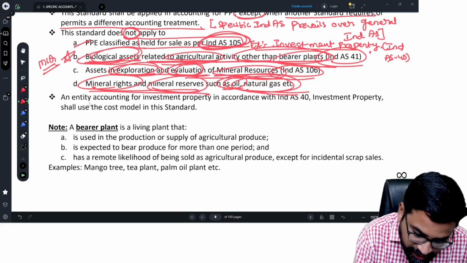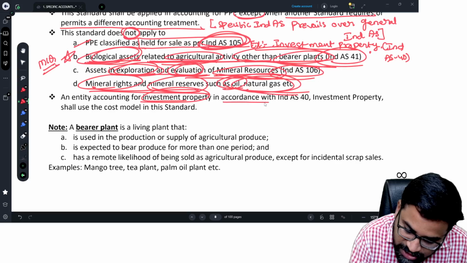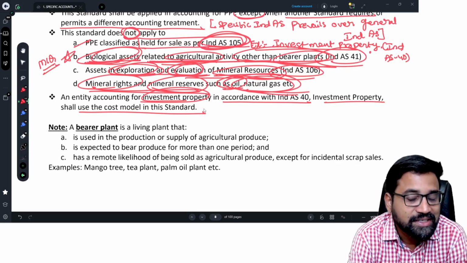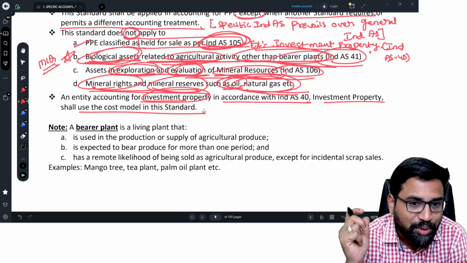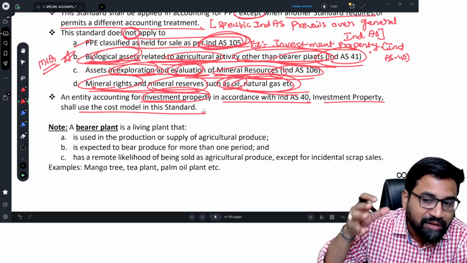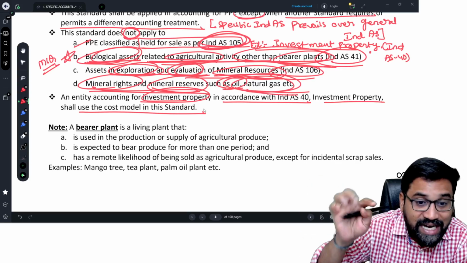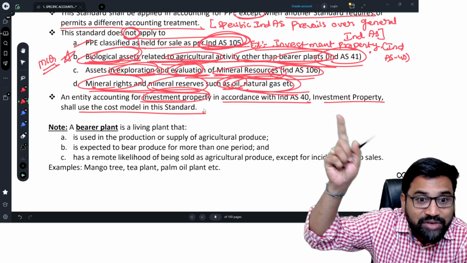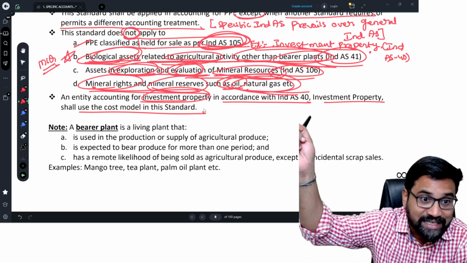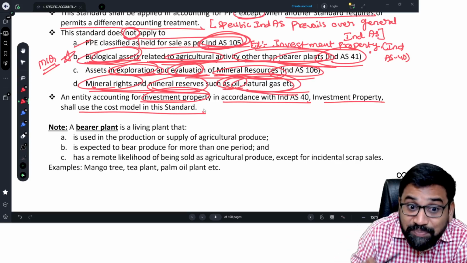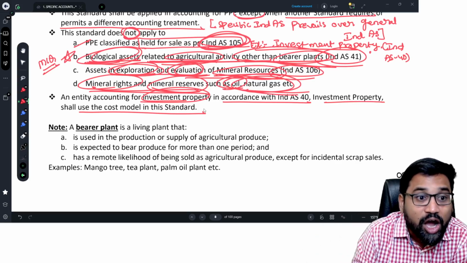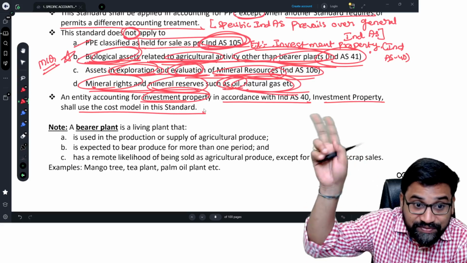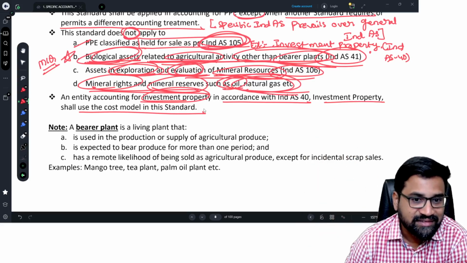Next, an entity accounting for investment property in accordance with IND AS 40 shall use the cost model in this standard. Very interesting. I told you what investment property is. For example, we purchase a building for rental income. It satisfies the definition of PPE and also of investment property. For investment property we have a separate standard, IND AS 40, so we follow that. But certain aspects relating to tangible fixed assets are covered under this standard.